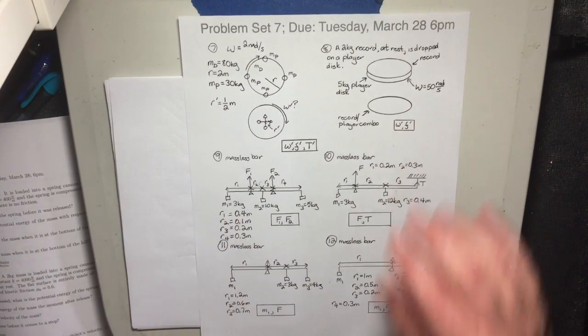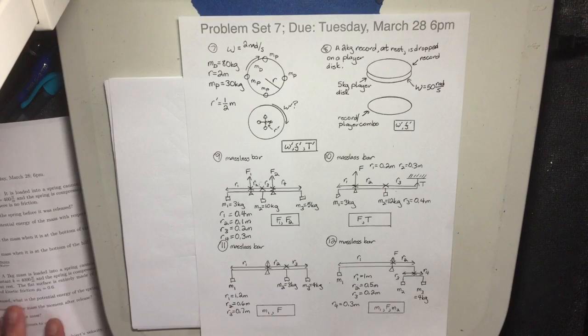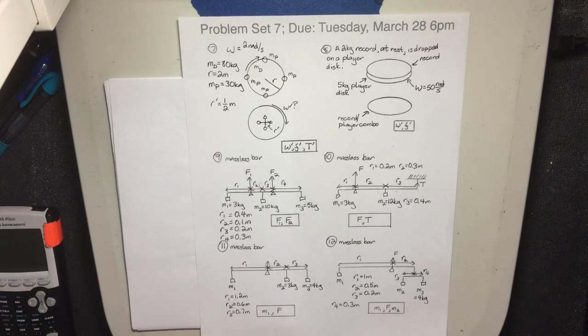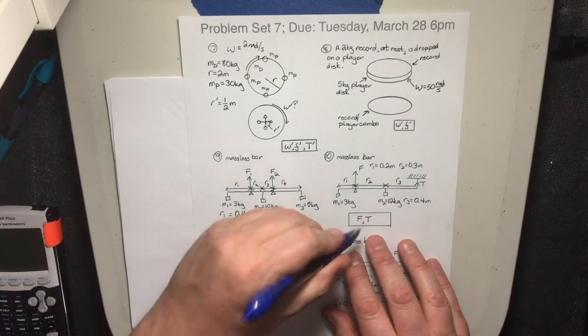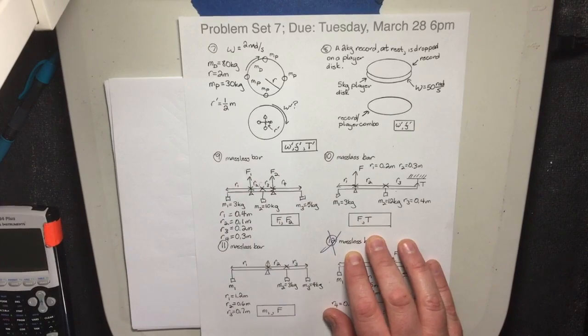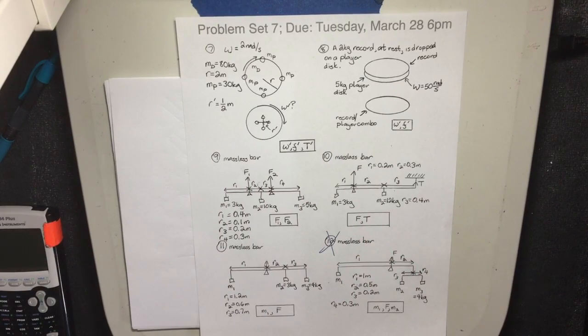Just to make things easier, because we've got the test next week, eliminate number 12. Really, it's just going to be 9, 10, and 11, or a variant of it.